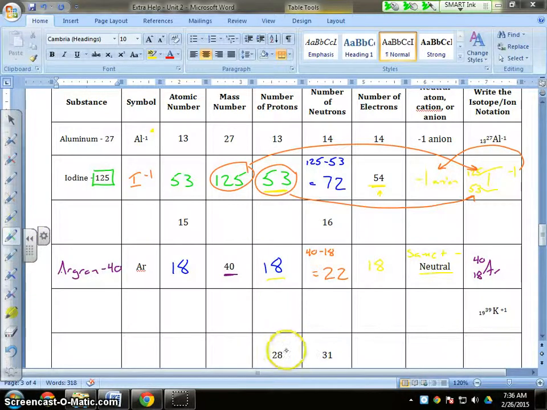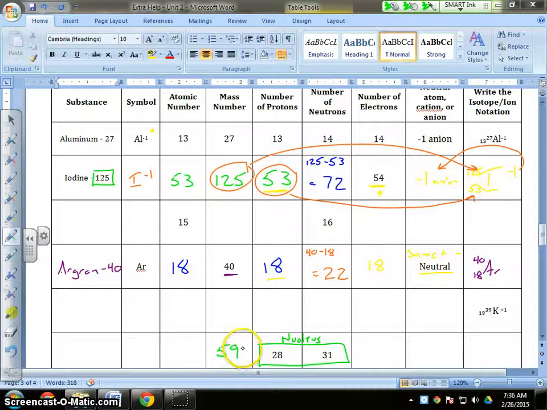Our next set here, we've got the number of protons given to us and the number of neutrons given to us. You should know right away, if I give you protons and neutrons, that's everything that happens to be in the nucleus, which means right now I have given you the mass if you add those two things together. So 28 plus 31 gives us our nice little 59. So I know my mass is 59.